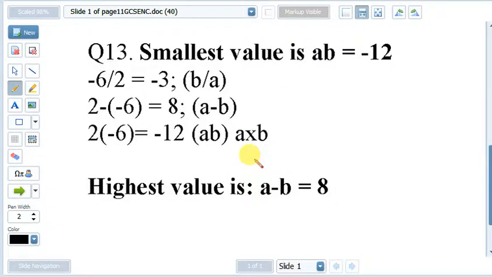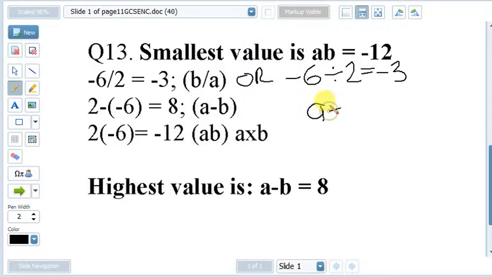Question 13 was an algebraic substitution question. Here are 3 expressions: b over a, minus b, and ab. Now ab is just a nice mathematical way of writing a times b. In maths, where you don't see a symbol between 2 letters, it just means times, like 2x is 2 times x. When a is 2 and b is negative 6, which expression gives the smallest and the highest value?